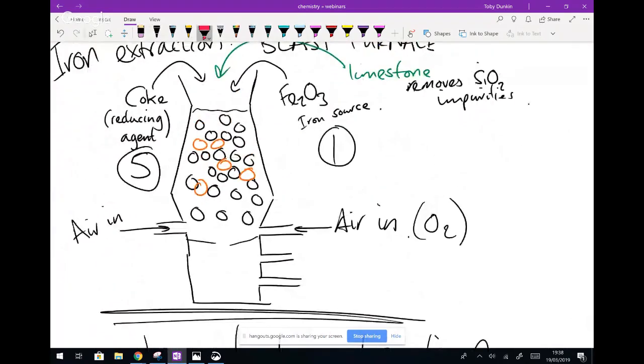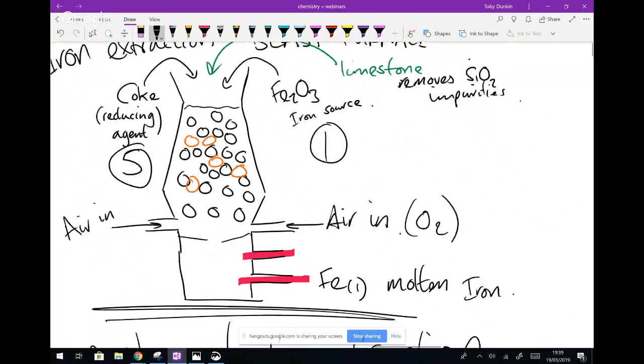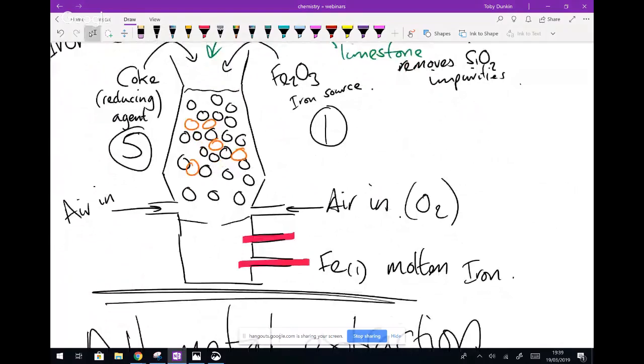On my diagram, I now need to highlight these 2 exit points. The liquid iron is heavy, and it drops out the bottom. We produce molten iron metal. Now, that iron is tainted.